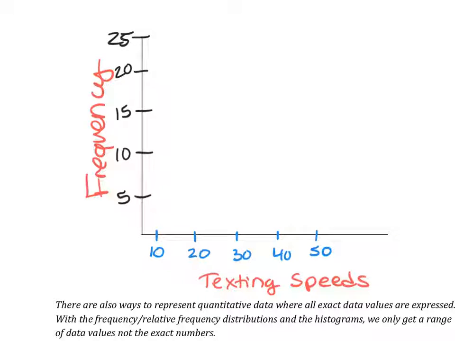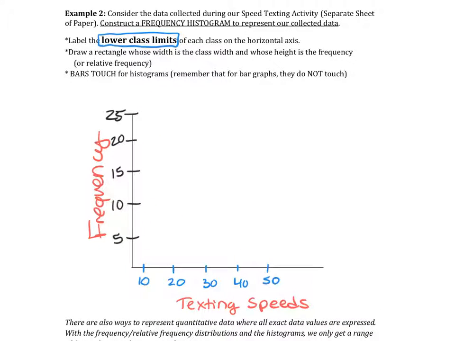And then for the bars, we'll draw a rectangle whose width is the class width, so it'll go from 10 to 20. And then the height will be the frequency, again, or relative frequency if we were doing that. The main difference between a histogram and a bar graph is that with bar graphs, you had space in between each bar. For a histogram, the bars touch.